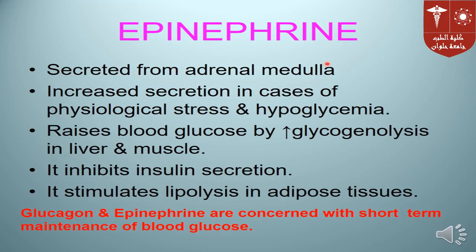The action of epinephrine secreted from the adrenal medulla. Its increased secretion takes place in cases of physiological stress and hypoglycemia, like we said before. It raises the blood glucose by glycogenolysis in liver and muscle. It inhibits insulin secretion. All these effects raise the blood sugar, and it stimulates lipolysis in adipose tissue in order to make fat available as source of energy during fasting.